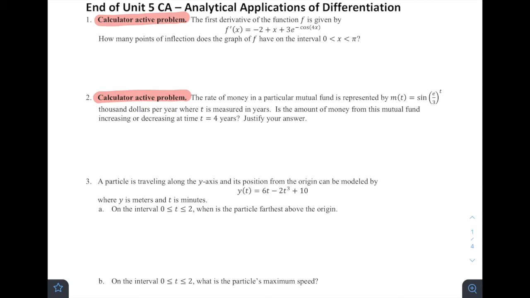Now, we notice that they gave us the first derivative, and we know that points of inflection are places where the second derivative changes signs. They're asking us to count how many points of inflection the graph of f has. So what we're going to do is go to our graphing calculator, and let's do that now.